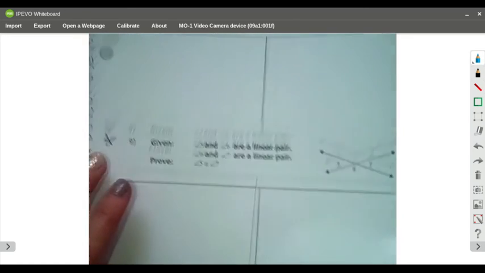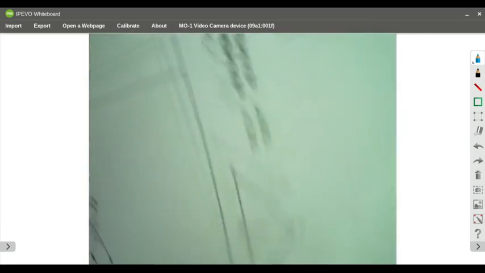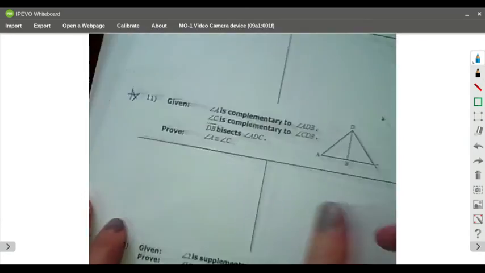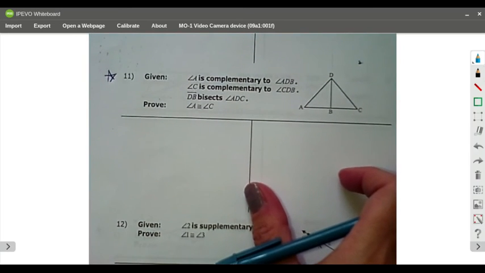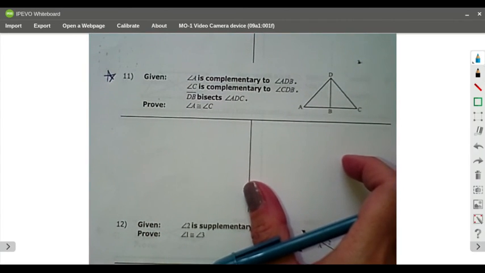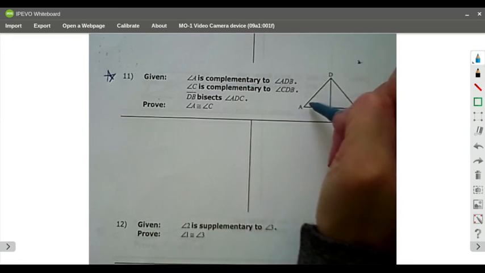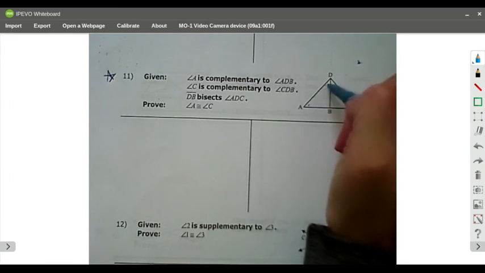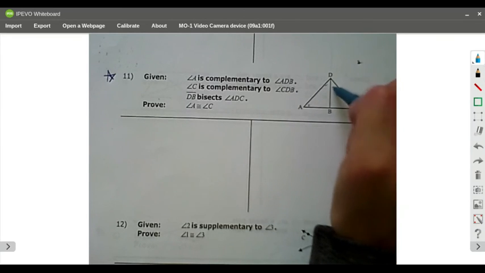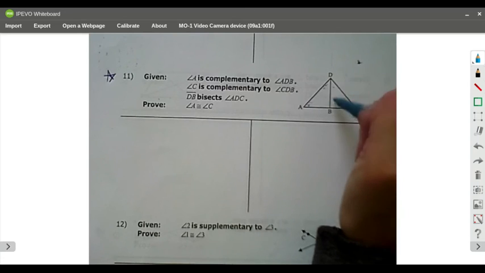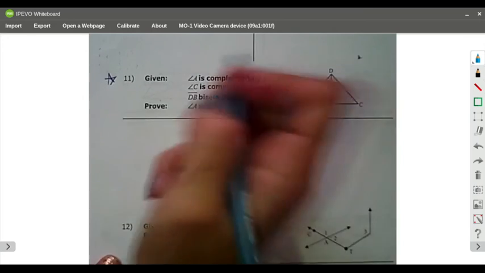Okay, so now if you go to the back, we're going to do number 11. Okay, so it says angle A is complementary to angle ADB. So A and ADB add to 90. C is complementary to CDB. So these 2 add to 90, these 2 add to 90. DB bisects ADC. So think about what that means about these 2.